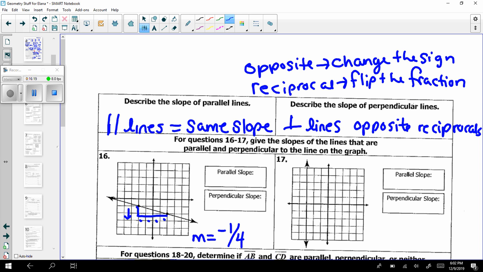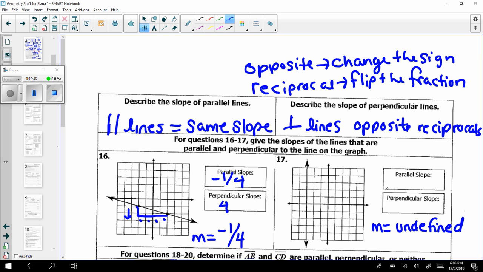Okay, so your parallel slope is exactly the same. So that's negative 1 over 4. Now the perpendicular slope is the opposite, which means we're going to make it positive, and the reciprocal. So the reciprocal of 1/4 is just 4 over 1, so it's just positive 4. Now here we can see how this line goes up and down, so my slope is undefined, right?